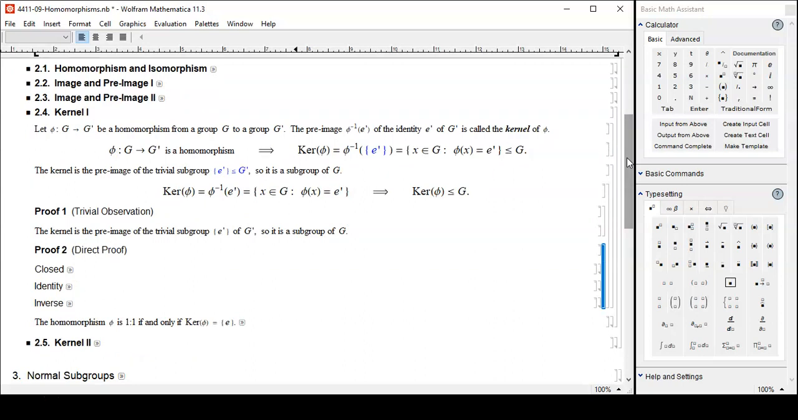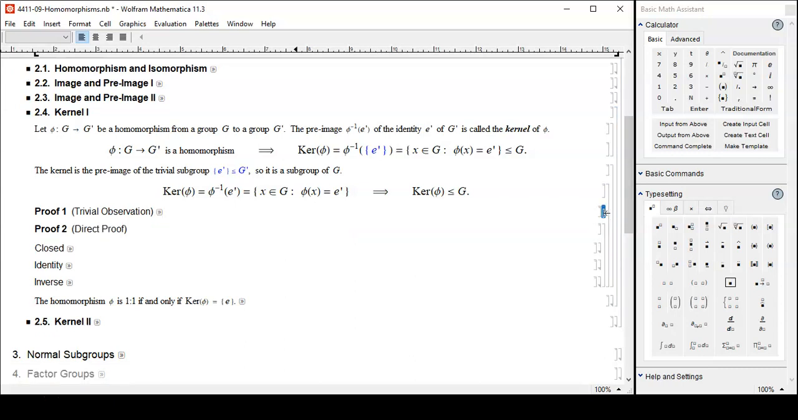Also, imagine a situation where I write this kind of problem in an exam or homework. Prove directly from the definition. In that case, you have to do it this way. We have to prove these three: closed under the group operation, identity, and inverse.